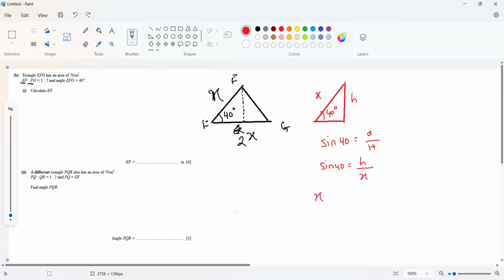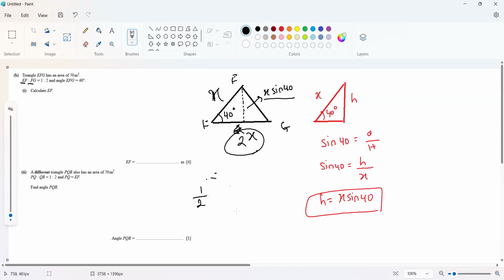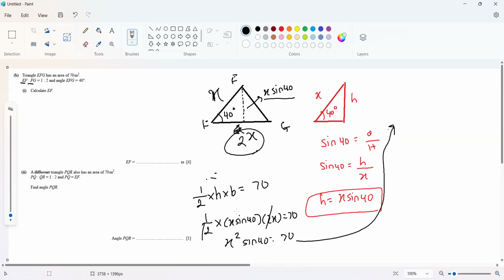So I can swap the positions. Oh sorry, I want to find the height. So height is simply x sine 40, right? So that is the height in this case, x sine 40. So I can use this as my height. I can use this as my base. So therefore, I will take 1 over 2 times height times base equals 70 meters square. So from there, x sine 40 multiplied by 2x equals 70. And then I will cancel out the half and the 2 here. So x squared sine 40 equals 70. And then I can recalculate x squared equals 70 over sine 40. x equals square root of 70 over sine 40.